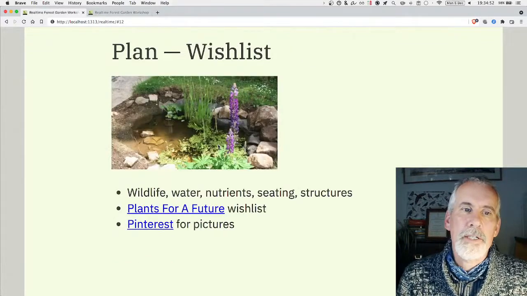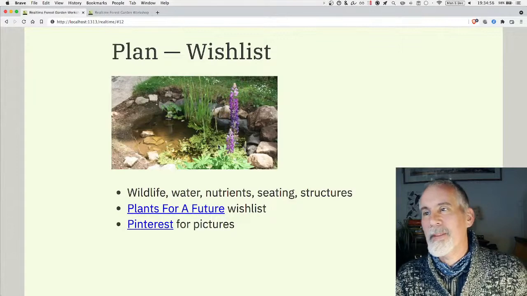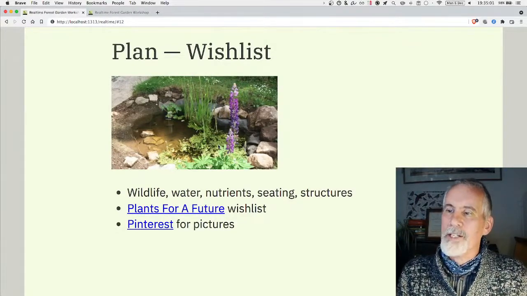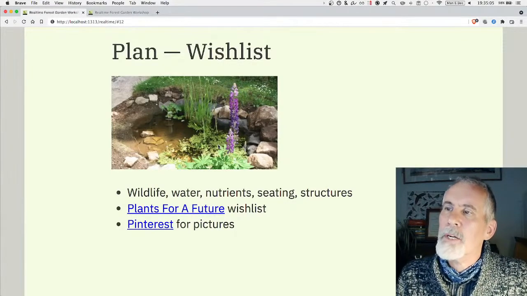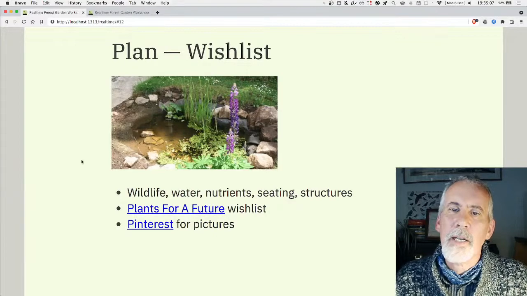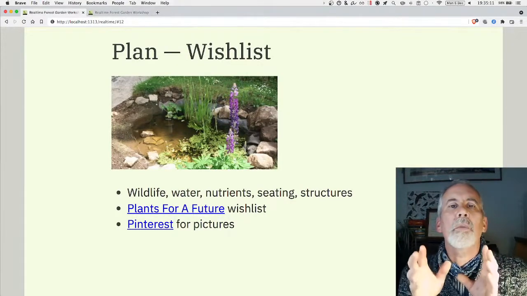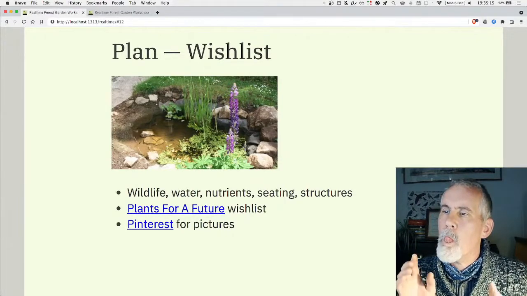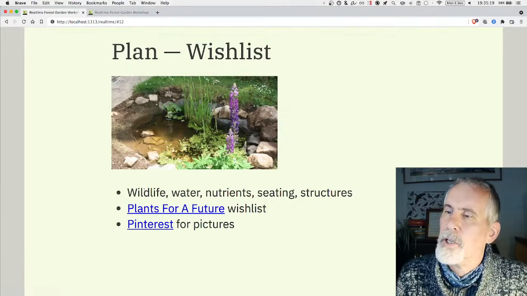Okay, and then the wish list. Make a wish list of your features. So I should have made this clearer. Make a wish list for your features, and make a wish list of your plants. The features, this is what I've got here. I'll change this.